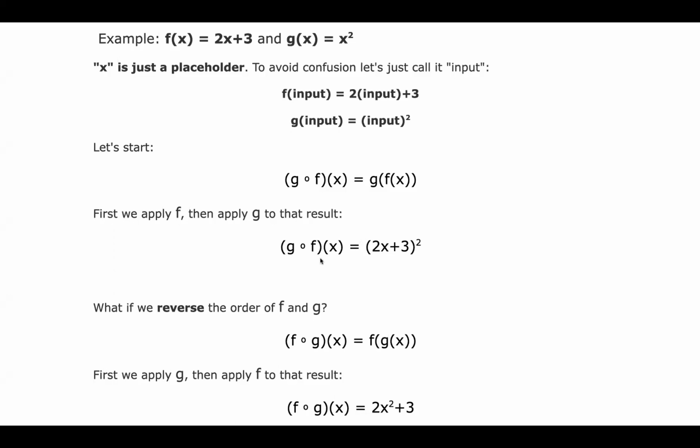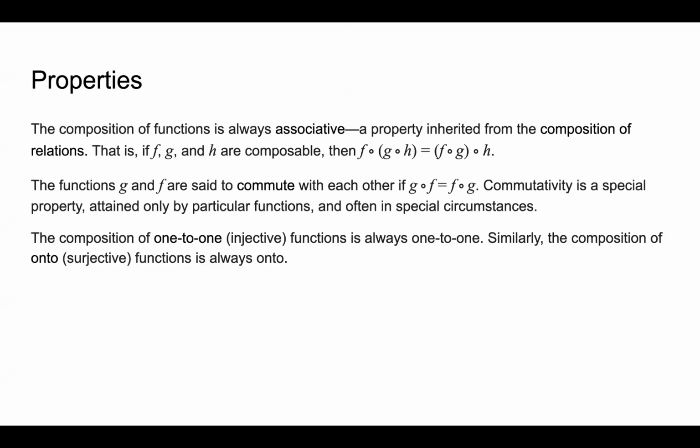Okay, g composite f is what? It is 2x plus 3 bracket square. But f composite g is what? It is 2x square plus 3. Okay, 2x square plus 3. This is composition of functions. Now, what are the properties of composition of functions?